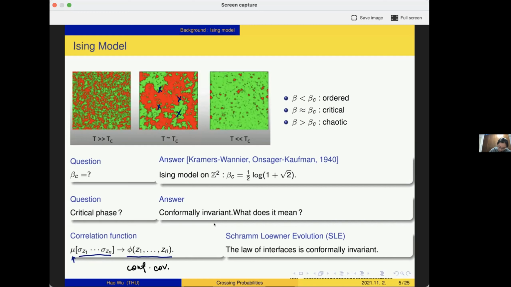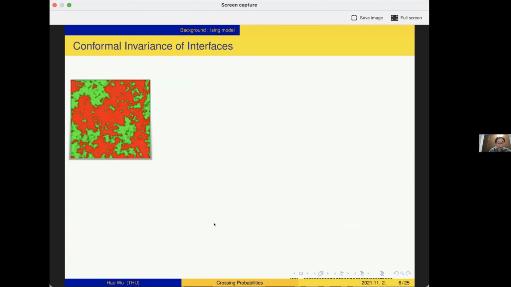So this is one way to understand what we mean when the system becomes conformally invariant. The second way to understand this conformal invariance is to look at the interface between the two spins. And this way of thinking gives us the notion of the SLE process. So what is an SLE process? This is the critical phase we are interested in. And now we want to look at the law of the interface between the two colors.